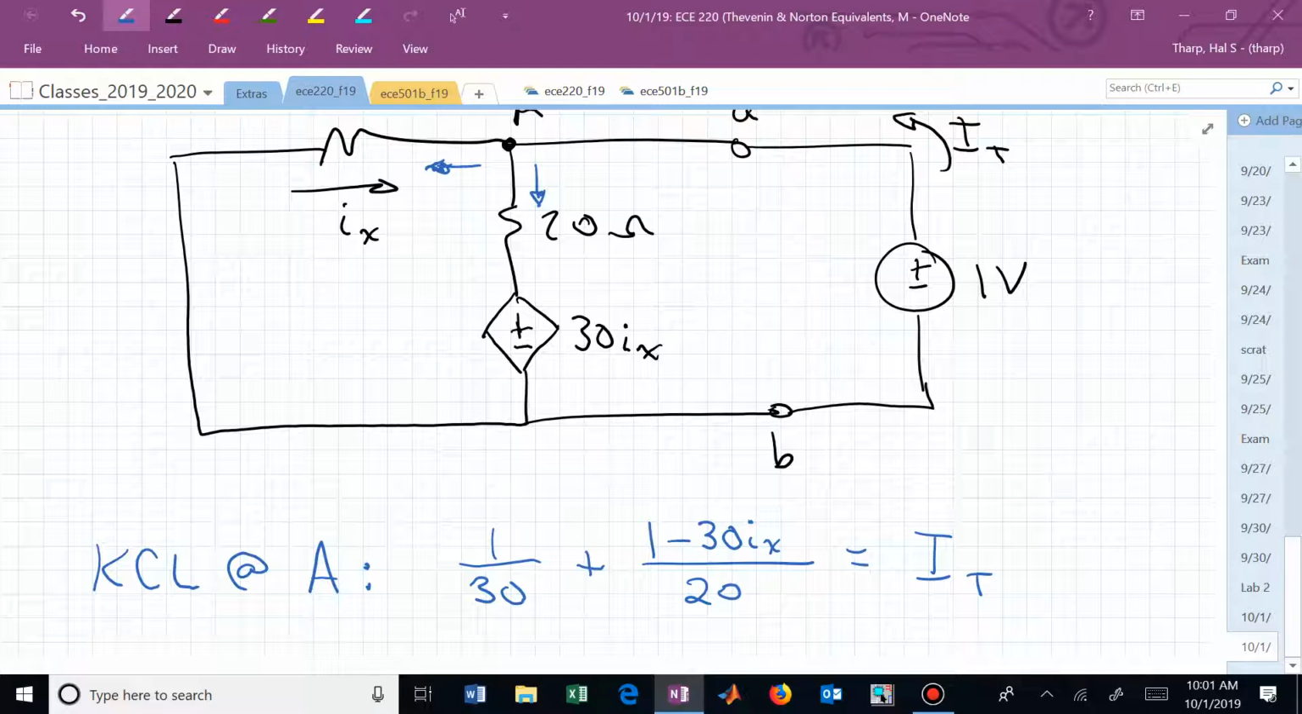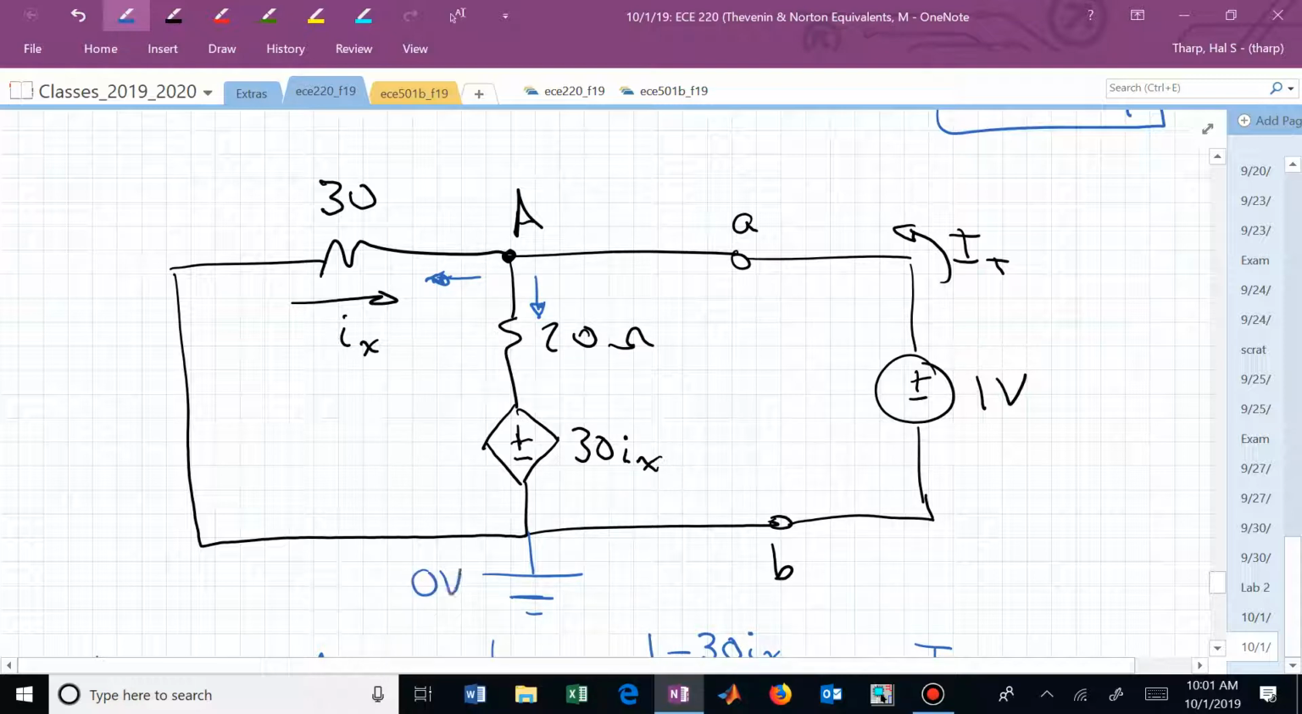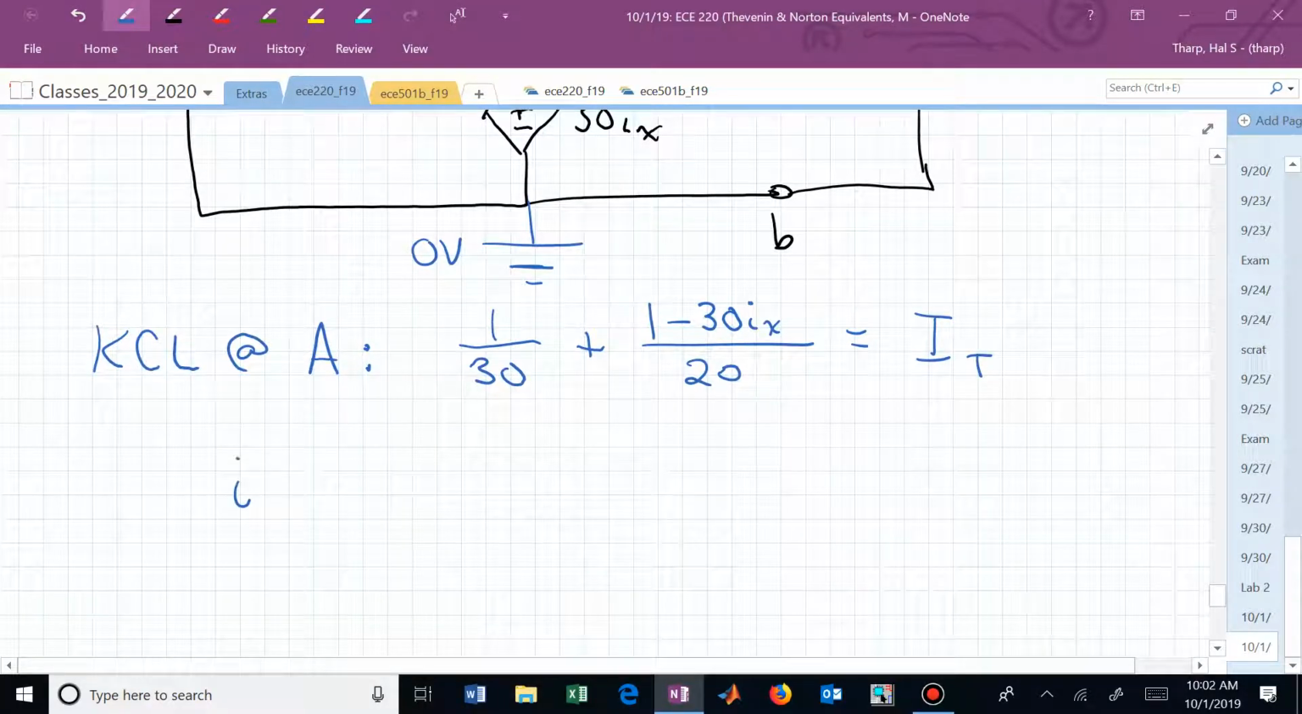I could find capital I_T if I knew I sub x. But we can compute I sub x. That's just Ohm's law. Or we could say, if this is what I'm considering to be my reference, this is now 0 volts. Here's where I am, 0 volts, minus where I'm going, which is capital A. That's 1 volt divided by 30. That's the current I sub x. I sub x is now 0 minus 1 over 30.